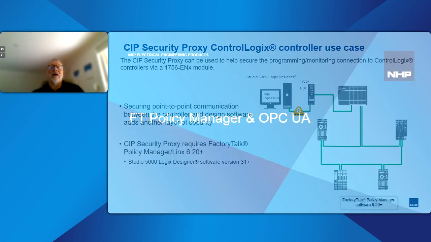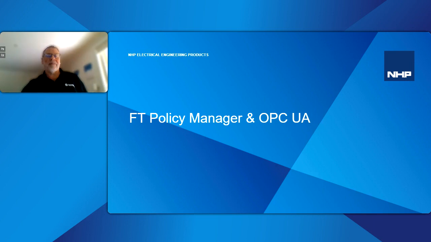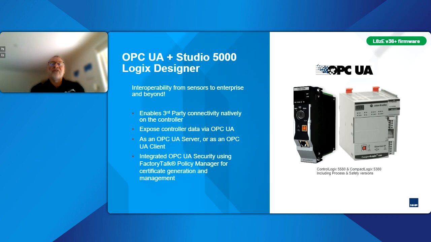Okay, so my last slide here is about FactoryTalk Policy Manager and OPC UA. I don't know if you know, but version 36 of Logix came out a month or so back. What version 36 of the firmware added, for the L8 controllers only, the base controllers, where they're ControlLogix and CompactLogix, is that it enables OPC UA on the front port of the controller. So it supports both Ethernet IP on the front port and OPC UA on the front port.